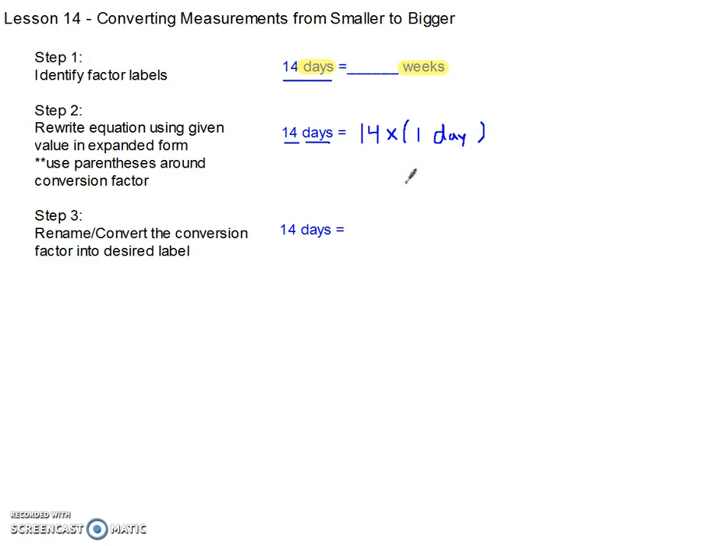Now, in step 3, we want to rename or convert the conversion factor into the desired label. And our conversion factor is that factor that is in the parentheses. So my 14 stays the same. And I'm still multiplying, so we keep that. But here is where my conversion factor is going to change. And I want to put that in the desired label from above, and we're going into weeks. So I want to make sure that I label my new conversion factor with the appropriate label.